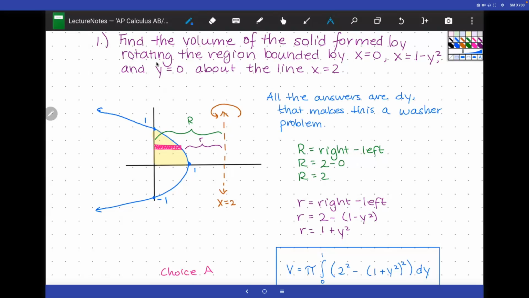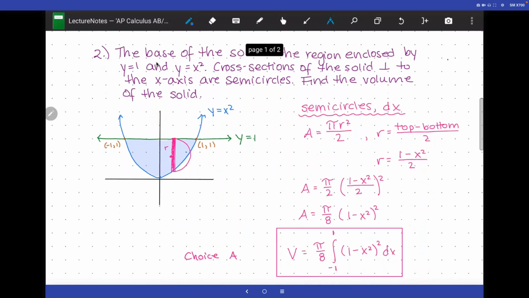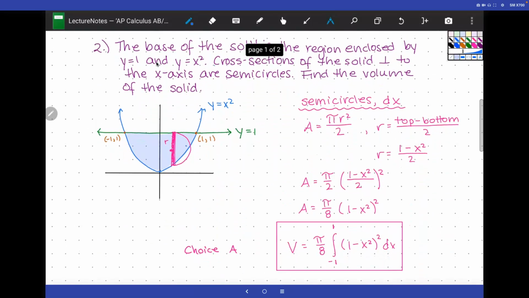All right, let's do number 2. Number 2, gotta watch out for this one. Be careful about the radius. The radius only goes halfway. That'll be one of the most common mistakes students make with the semicircle cross sections. So when you draw the picture, this represents the diameter of the cross section. So top minus bottom is not the radius, it's the diameter. You have to divide by 2 to get the radius. A lot of people forget that.